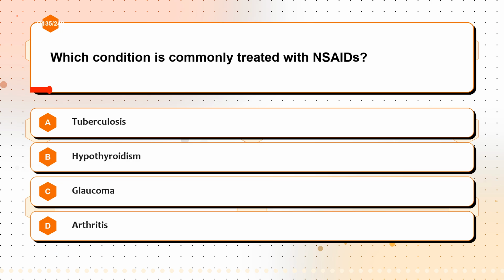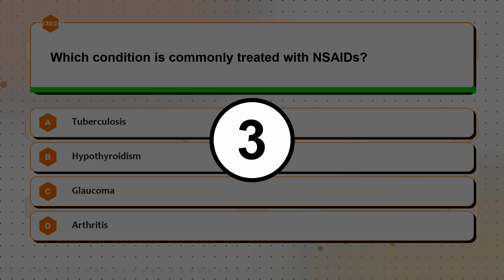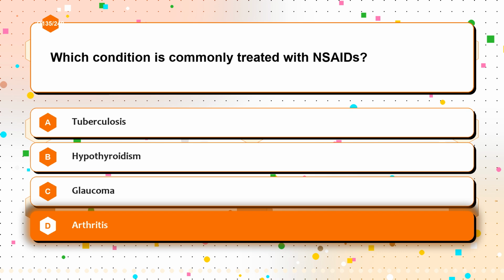Question 135. Which condition is commonly treated with NSAIDs? Here are the options. Option A, tuberculosis. Option B, hypothyroidism. Option C, glaucoma. Option D, arthritis. The correct answer is option D, arthritis.